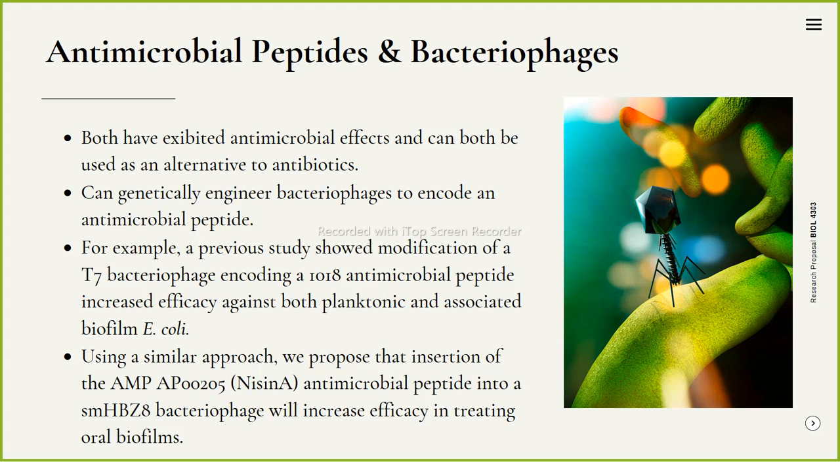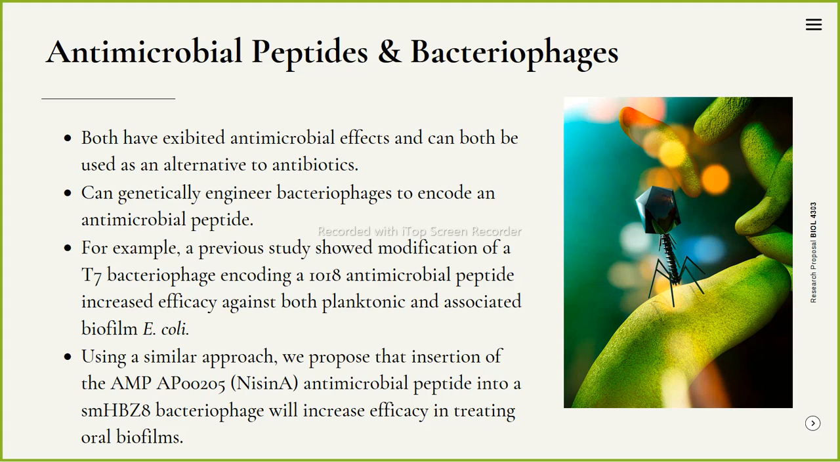So we're going to be putting the genetic code for the peptide inside of the virus. When we infect the cells with the virus, the bacteria will produce the antimicrobial peptide, which will go on to ultimately kill the cell. And so the bacteria will reproduce more viruses, which in turn will produce more antibacterial peptides, which will have an overall cascading effect.